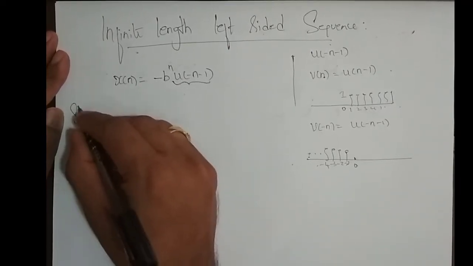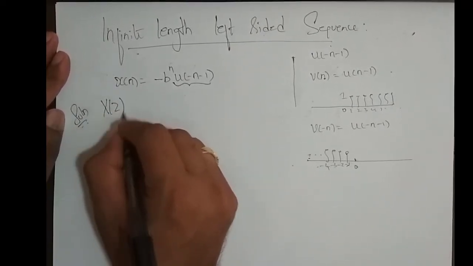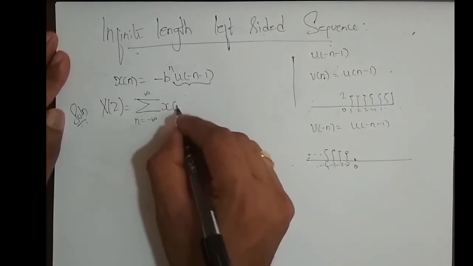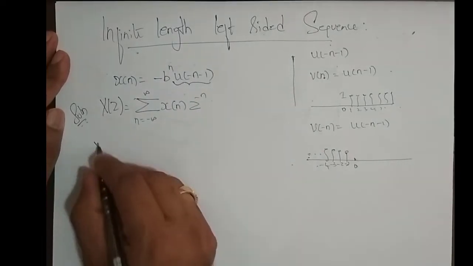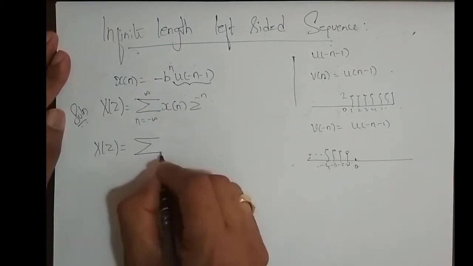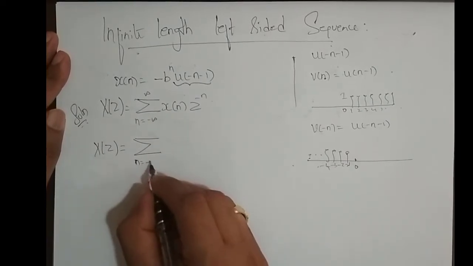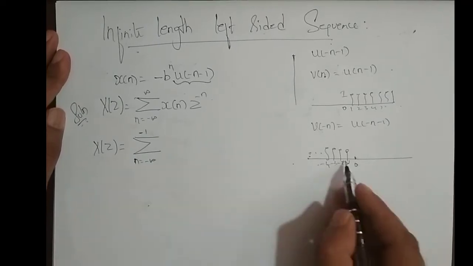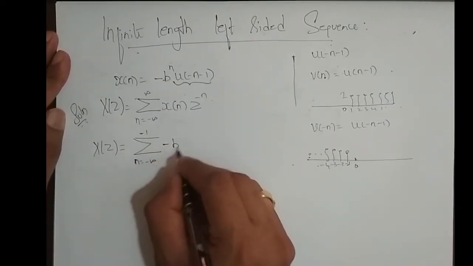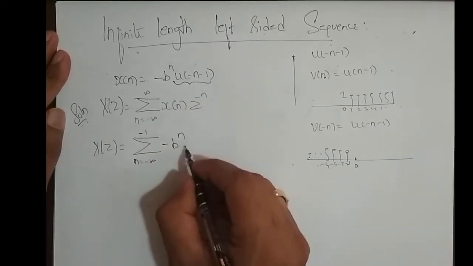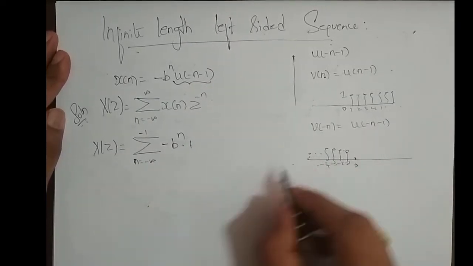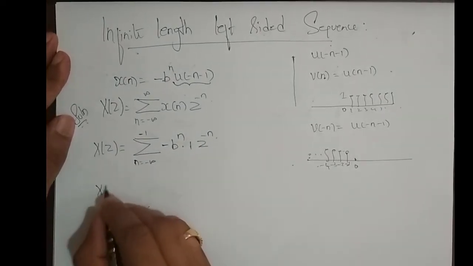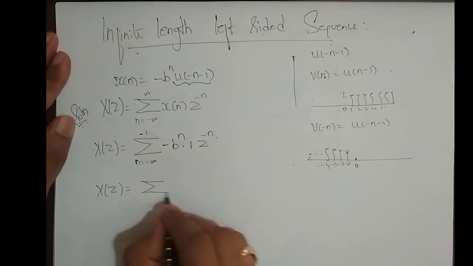So we'll see what the Z transform is. x of z is equal to the summation, n varying from minus infinity to infinity, of x of n z power minus n. So n is varying from minus infinity and ends at minus 1. What is the value of x of n from minus infinity to minus 1? It is minus b power n, and u of minus n minus 1 is 1 everywhere, into the remaining term z power minus n.